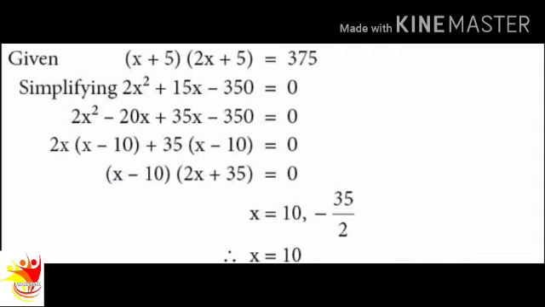Therefore x minus 10 equal to 0, we get x equal to 10. 2x plus 35 equal to 0, 2x equal to minus 35, x equal to minus 35 divided by 2. Negative is not possible. Age cannot be a negative value. Therefore, we get x equal to 10.